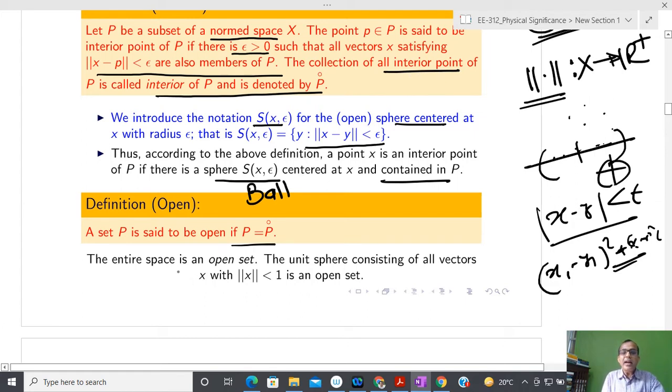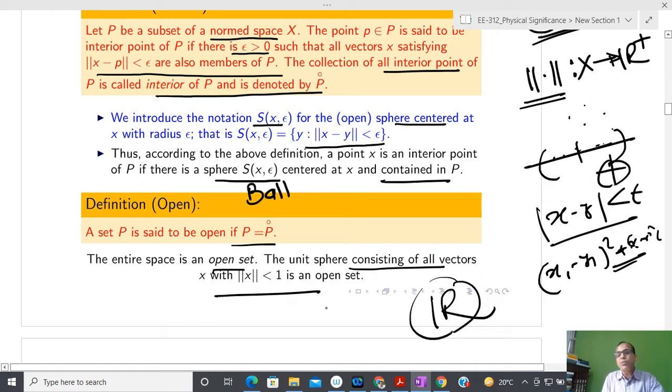Okay, so the entire space is an open set, if we are just talking about the real numbers. So the real line is nothing but an open set, and the unit sphere consisting of all vectors in this form is also an open set. Okay, so now if you are in the unit sphere, you can take any point and construct the ball, and after that this ball is inside this set only.